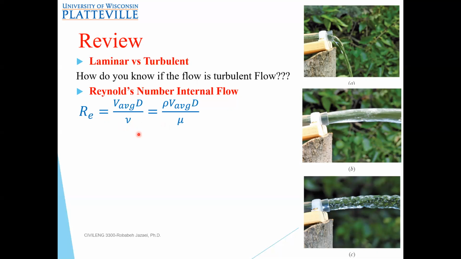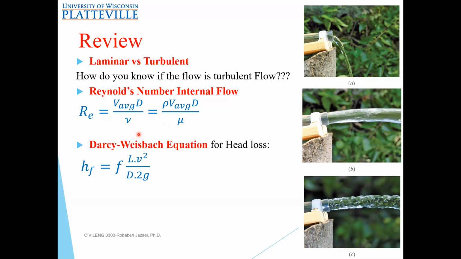Then we learn about the Darcy equation that is very good to find head loss. Head loss for the Darcy equation depends on friction factor, the length of the pipe, the velocity of the flow, the diameter of the pipe, and gravity. So it's easy to find the length, velocity, or diameter, but the most important thing is how to find friction factor. Do you remember from the previous lecture how we can find friction factor for laminar flow?